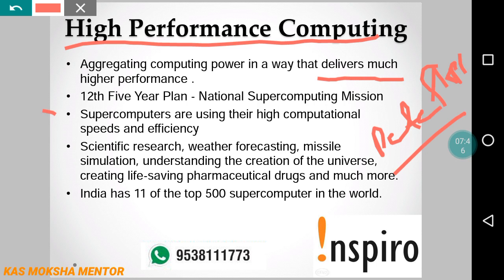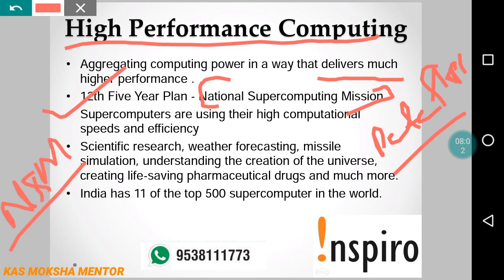From the 12th 5-year plan onwards, we have formed a new mission for concentrating on high performance computing, known as the National Supercomputer Mission. In the next session, I will be discussing NSM, the National Supercomputer Mission, how much we achieved in that, and what our standing is in this.